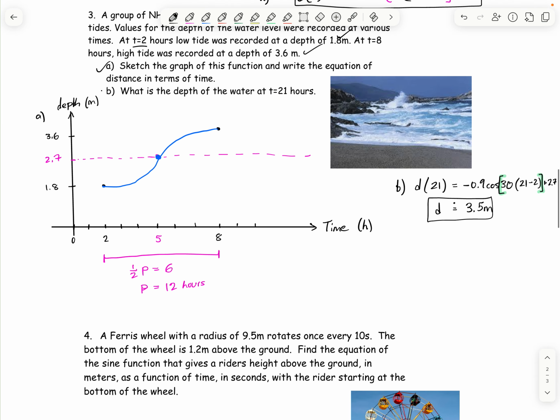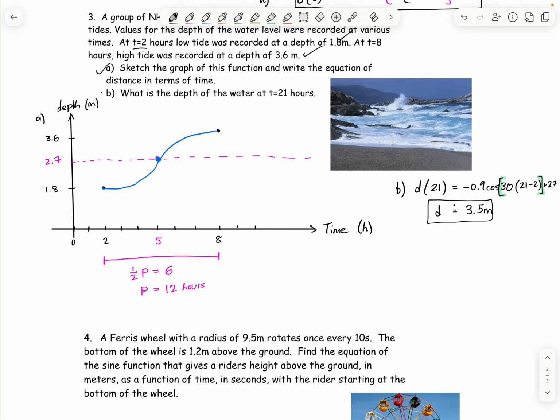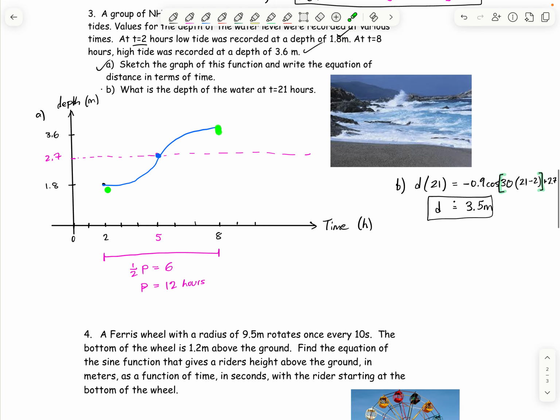And the key takeaway here is for tide problems, remember high tide and low tide gives you the max and min respectively. And the time from low to high tide is half the period. That is half the period right there, half of P.